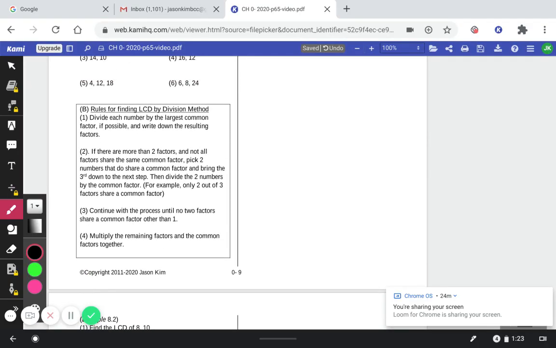Divide each number by the largest common factor if possible. Write down the result of the factors. If there are more than two factors and not all factors share the same common factor, then pick two numbers that do share a common factor and bring the third one down to the next step. Then divide the two numbers by the common factor. For example, 2 out of 3 factors share the common factor. I will explain in more detail on this. Continue with the process until no two factors share a common factor other than 1, and multiply the remaining factors by the common factor together.